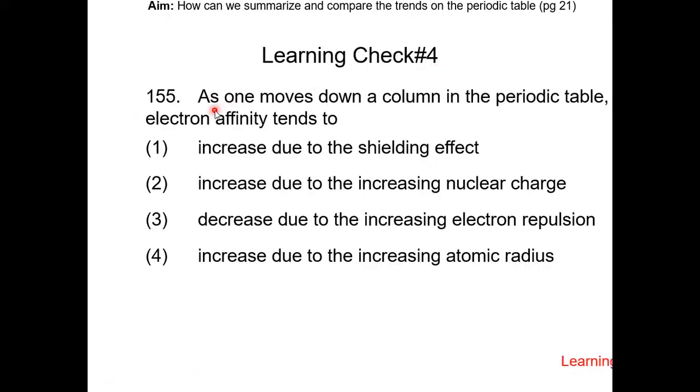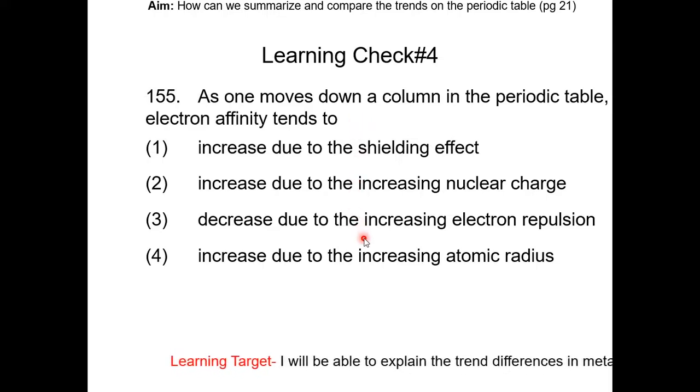Learning check number 4. As one moves down a column in the periodic table, electron affinity tends to what? Pause the video and resume once you have the answer. As you go down a group, electron affinity decreases because of the shielding effect. So the best answer for this will be choice 3 because it's the only one that has decrease.